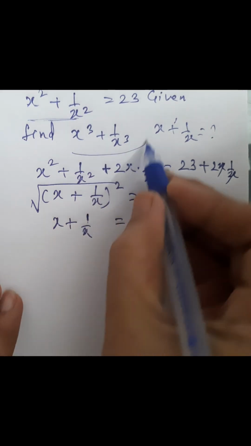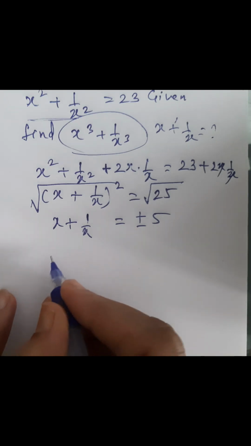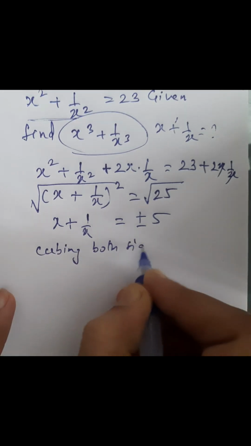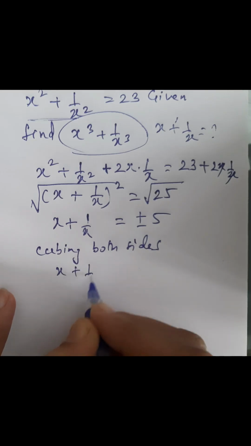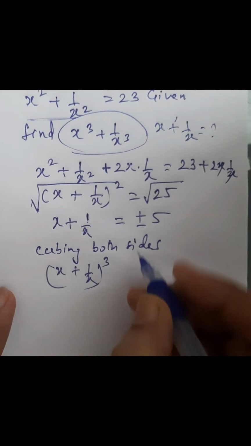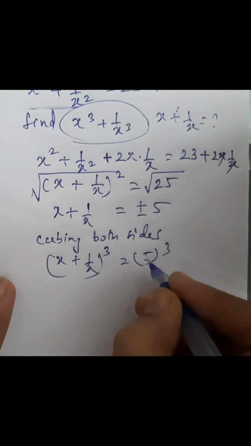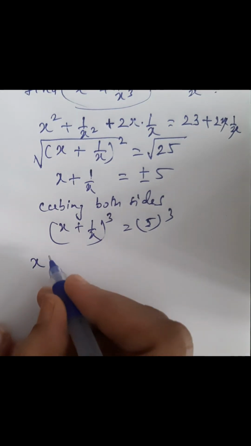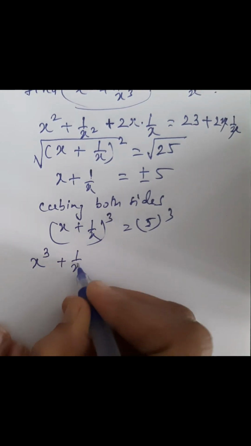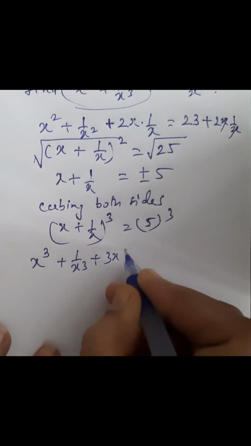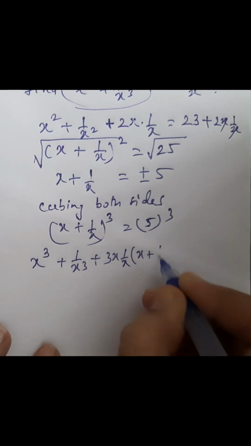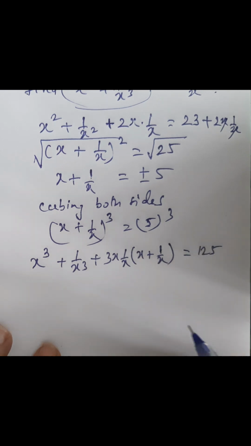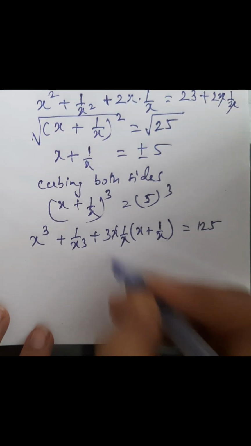We need to find the cube, thus we'll make cube on both the sides. Now cubing both sides, x plus 1 by x whole cube is equal to 5 cube. Now write down the cube identity: whole cube, a cube plus b cube plus 3ab times a plus b. 5 cube is 125. Now x will get cancelled.